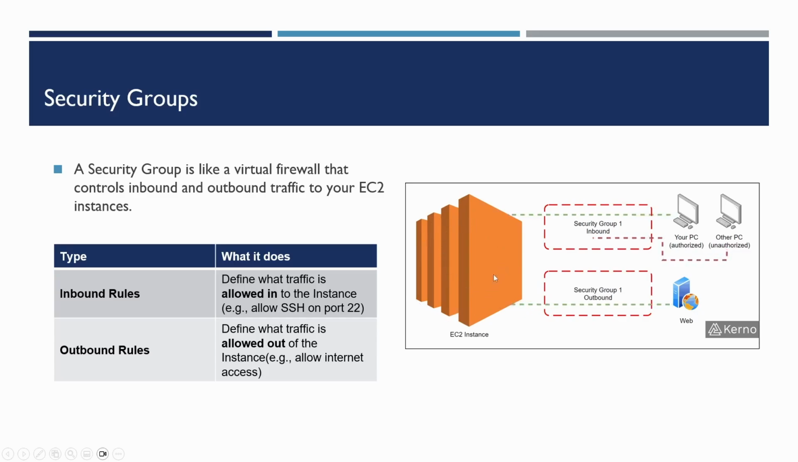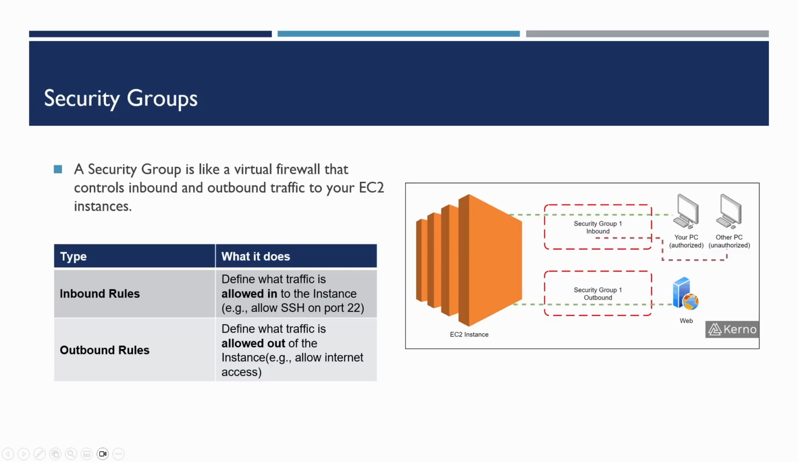Now this instance has an inbound security group and an outbound security group. So let's say this is security group 1. It has an inbound rule and an outbound rule. And let's suppose this is your PC, and this PC is trying to connect to the instance.